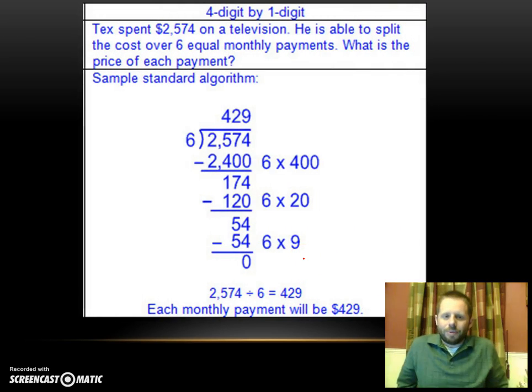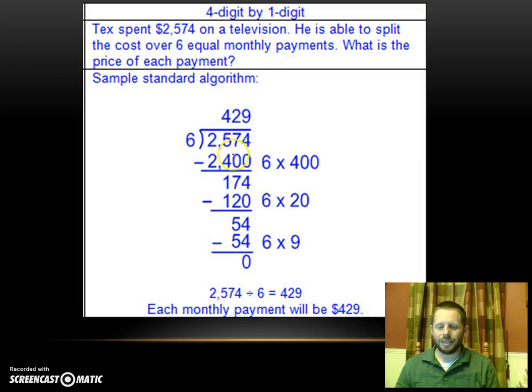All right, let's do one more division problem here. We're going to do a 4-digit divided by 1 digit. So this one, Tex spent $2,574 on a television. He is able to split the cost over 6 equal monthly payments. So what is the price of each payment? So again, we're dividing this total into 6 equal sized payments to figure out what one payment costs.